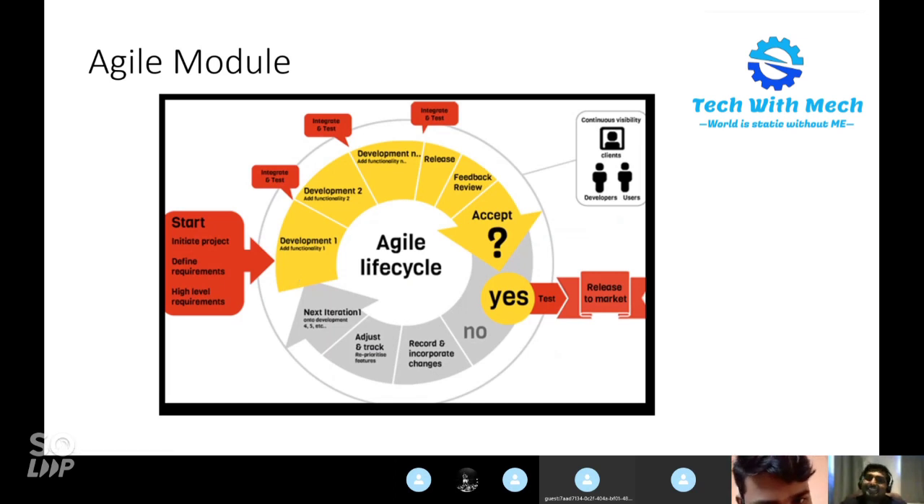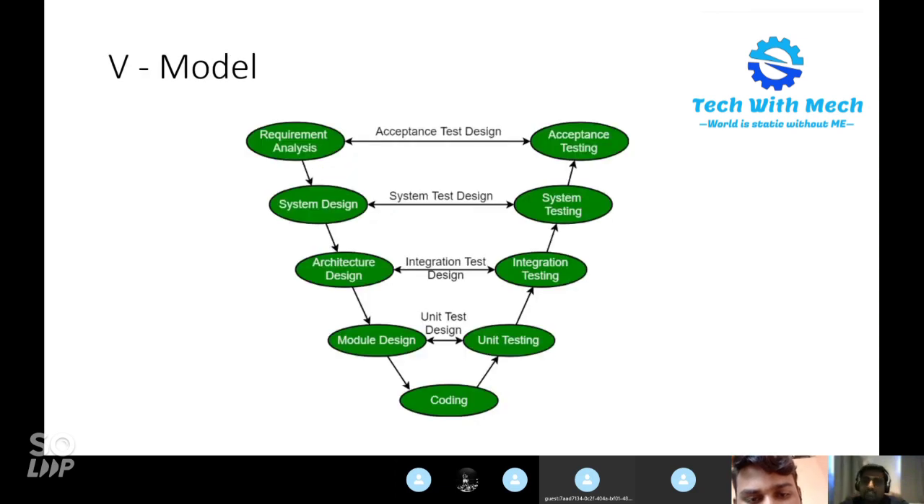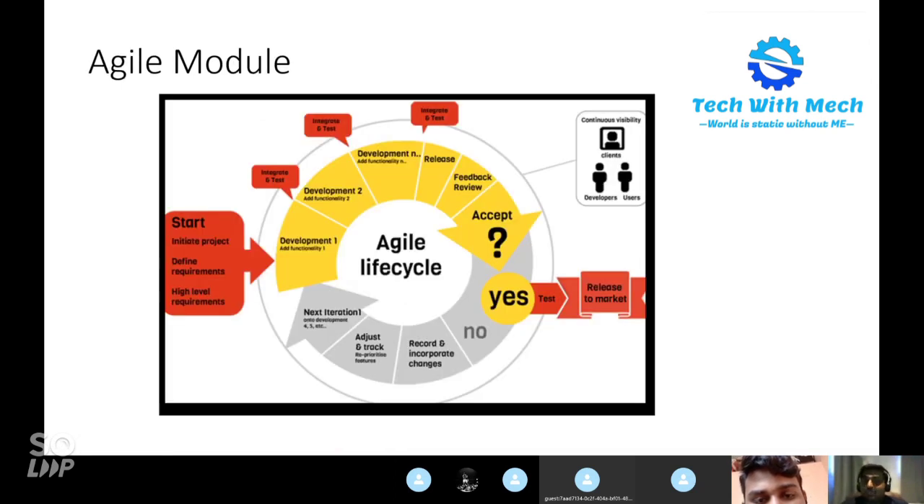The way it looks, it is sophisticated logic. It's called the Agile model, the Agile lifecycle. Here, the system design and everything else happens in a parallel way. So the architectural design or system design, module design, and coding, all these four go in a parallel cycle. That is what Agile does.